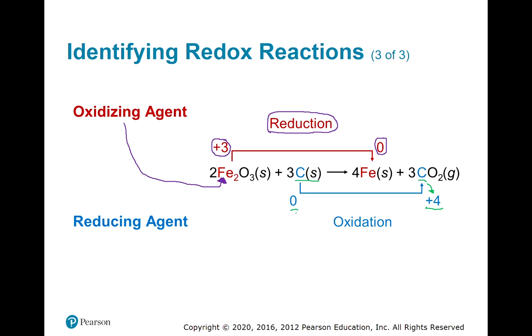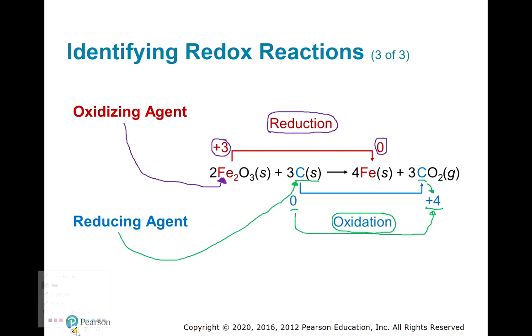That means that carbon's oxidation number, as the reaction progresses, goes from 0 to positive 4. So it increases. So carbon undergoes oxidation. Hence, carbon is our reducing agent. Specifically, solid carbon is the reducing agent.